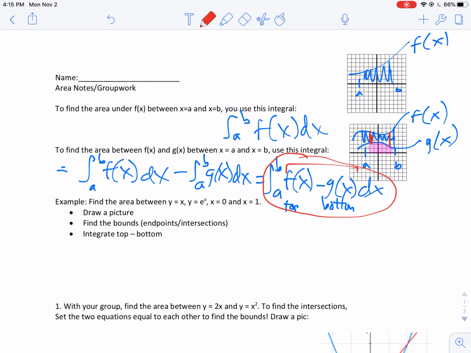Most of the problems in this, I'm going to give you a couple functions, ask you to find the area between them. Here's the process. Draw yourself a picture, find the bounds, integrate top minus bottom. All your area problems should be like this.